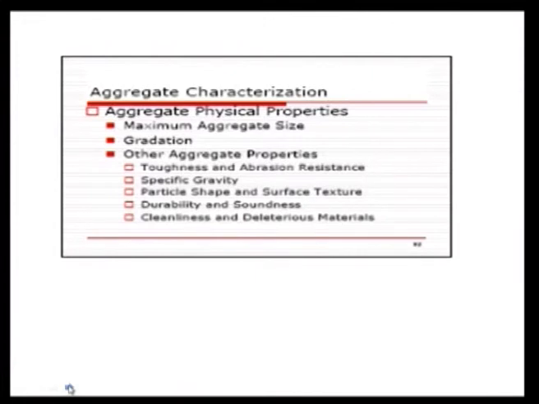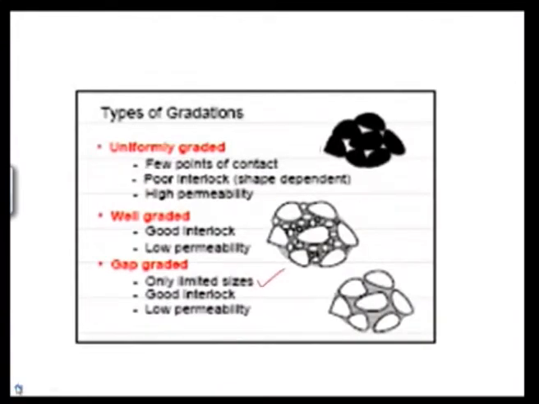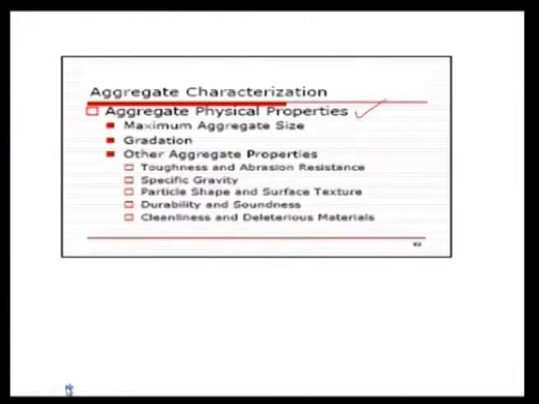Next is your aggregate characterization. Now, how do you characterize your aggregate? First one is your aggregate physical properties. In aggregate physical properties, maximum aggregate size, means there are different sizes of aggregate, you will have to find out the maximum aggregate size. Then what is your gradation? Right now we have discussed gradation: uniformly graded, well graded and gap graded. Then other aggregate properties, that means what are the other aggregate properties? Toughness, resistance, specific gravity of the aggregate, particle shape and surface structure.